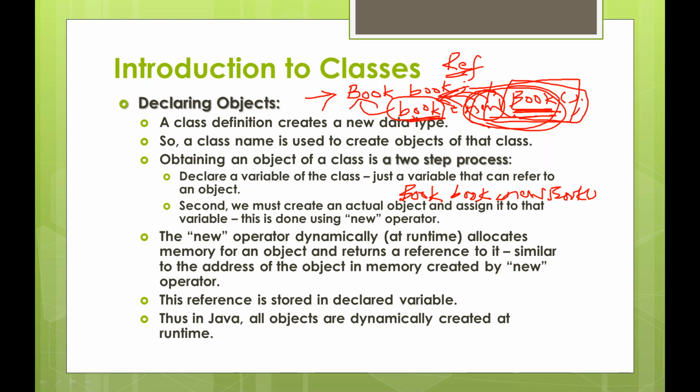this becomes an object, an actual object. The new operator allocates memory for a particular object, which we can refer to using this particular identifier. Say, for example, in your memory an object is created, and this particular portion of memory is occupied by your object. We give a name like myBook to refer to this particular object.